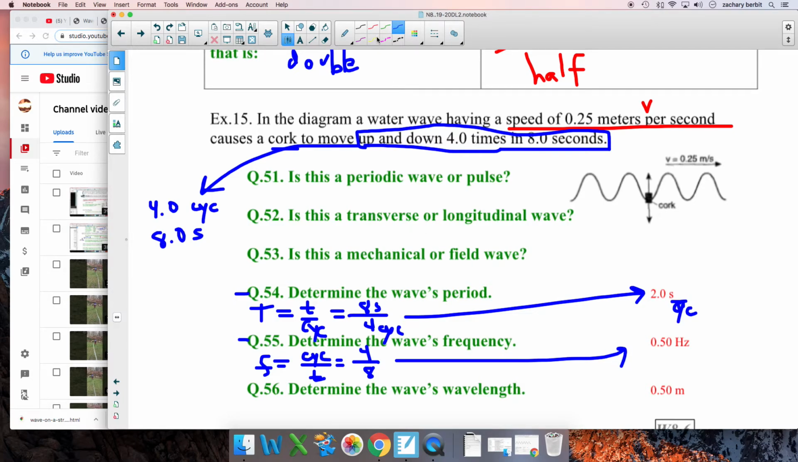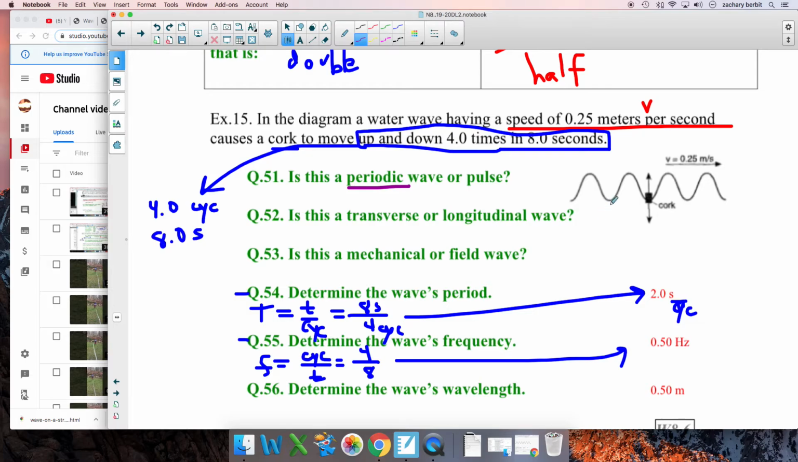Okay, let's answer the other questions here because they are good review. Sorry about that. They are good review. So, is this periodic or pulse? Because you see it's regularly repeating, it's symmetric, like wave, wave, wave, wave. This is periodic. If it were just one of these lumps, it would be pulse.